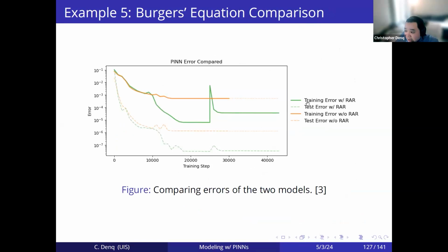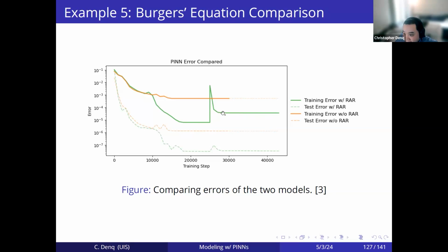So here in green is the R&R, the presence of that new technique. We're trying to see if this new technique of R&R improves the PINN architecture. And in this case, it does, right? In both instances of training and testing.